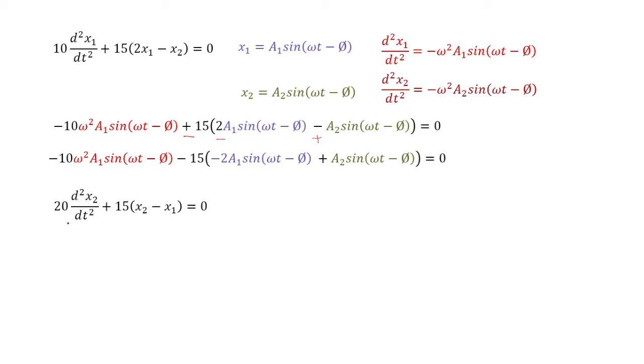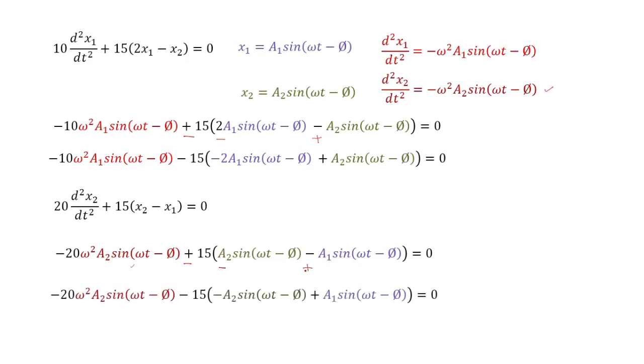Now we will replace this d square x2 by dt square with this term, which is minus omega square a2 sin omega t minus phi, then plus 15 into x2, where x2 is a2 sin omega t minus phi, minus x1, where x1 is a1 sin omega t minus phi. Here also we will perform the same modification, that instead of plus we will have minus. So here also you will get minus and here you will get plus. After performing this modification, you will get this equation.